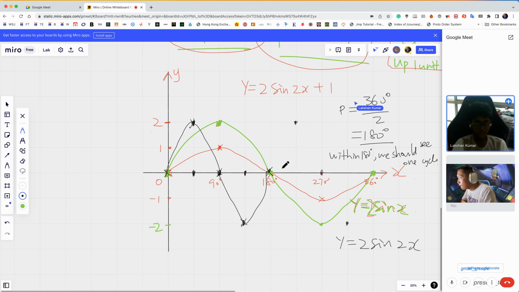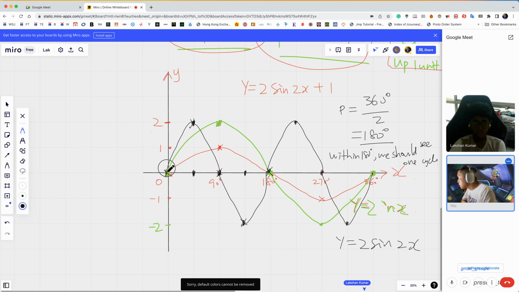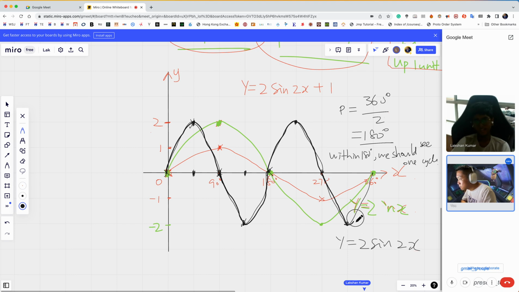So the period is always like 360 divided by 2 for sine. For tangent it is 180. Okay? So this is the black one. Okay? So far so good for the black one. Maybe I just tuck in here. So it's very important that you have the French curve. You see how ugly I'm drawing now without it. Okay, good. So this is the black one.